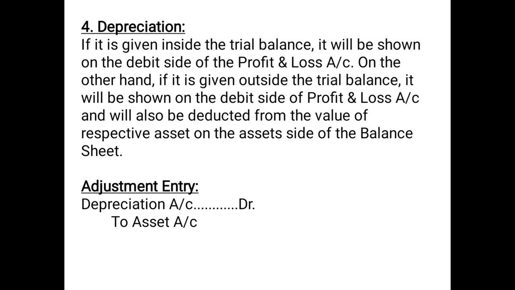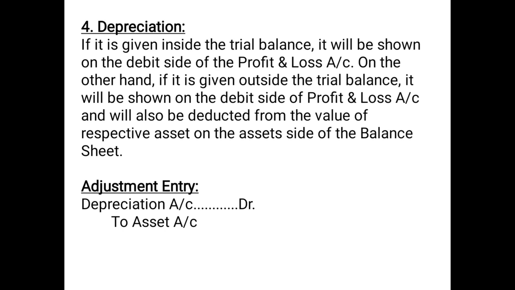Firstly, it will be shown on the debit side of the profit and loss account, because it is an indirect loss basically, and also it will be deducted from the value of the respective asset. If depreciation is on furniture, then it will be deducted from the value of furniture. If it is depreciation on machinery, then it will be deducted from the value of machinery, so on the asset side of the balance sheet. So as you can read here, if it is given inside the trial balance, it will be shown on the debit side of the profit and loss account. On the other hand, if it is given outside the trial balance, it will be shown on the debit side of the profit and loss account, as well as it will be deducted from the value of respective asset on the asset side of the balance sheet.